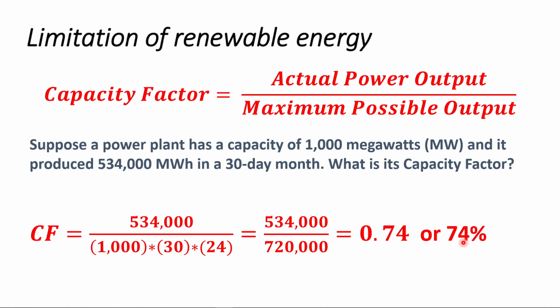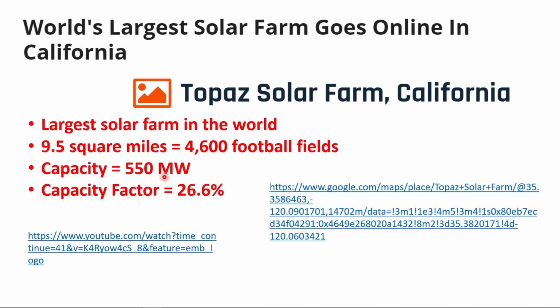One good way to think about this is that you can think of this power plant as running at full capacity only 74% of the time, right? Or you can think of it as only working 74% of the time and producing nothing the rest of the time. That's not really true, but it helps us compare and think about how efficient a power plant is. Okay. Now that we have the idea of capacity factor, we can think about what the limitation of renewable energy is.